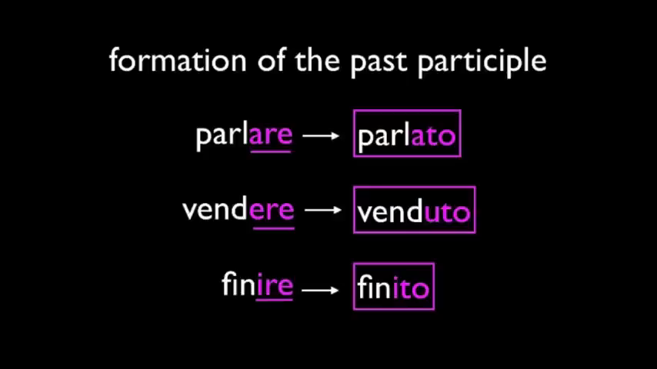Remember, if it's an -are verb, it becomes -ato. If it's an -ere verb, it becomes -uto, and if it's an -ire verb, it becomes -ito. So parlare is parlato, vendere is venduto, finire is finito.